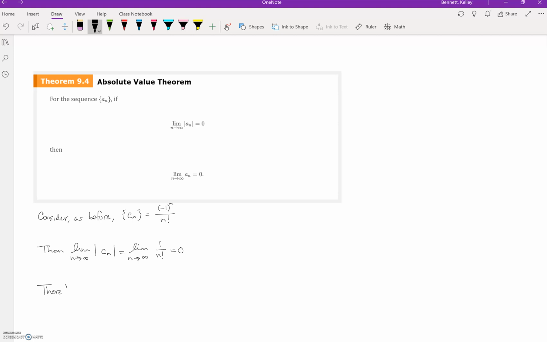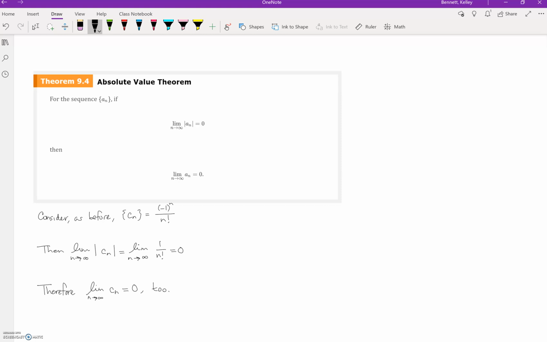So therefore, the limit as n goes to infinity of regular old c of n equals 0, too. Ta-da, that's it. So those are two things that you can use.